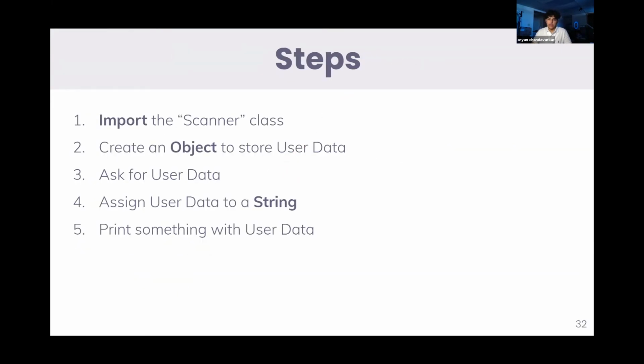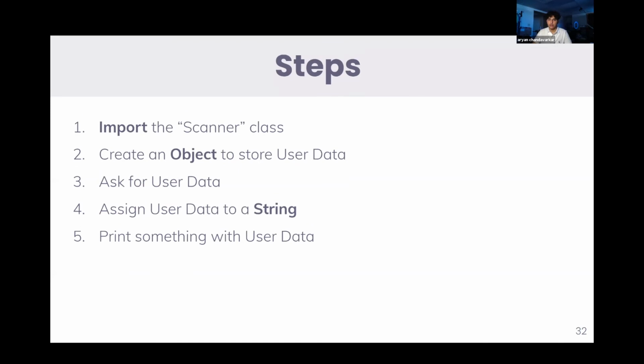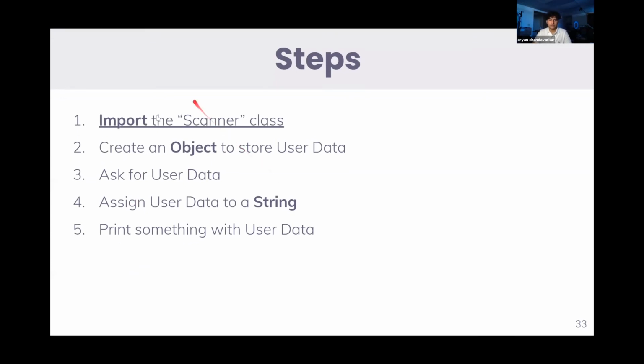So there are a few steps, and we're just going to run through each step. Basically, we're going to import the scanner class. We're going to create an object to store user data. We're going to ask for user data. We're going to assign data to a string, and then we're going to print something with user data. So the first step is to import the scanner class.